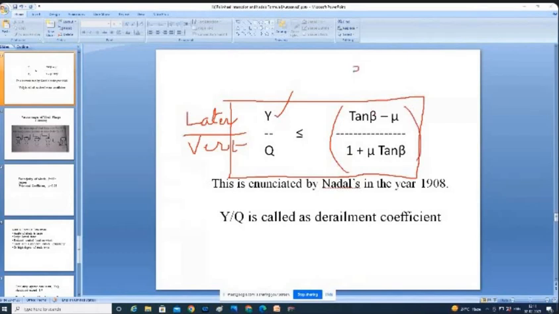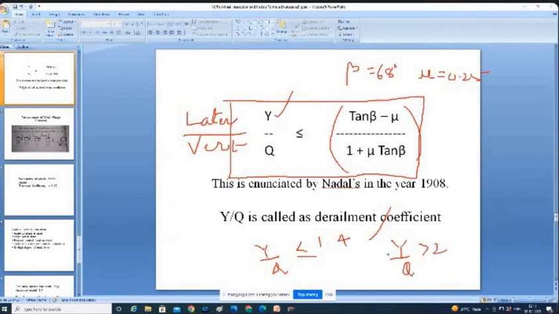If you take tan beta value, say for 68 degrees for locomotive and 70 degrees for this, and mu is equal to 0.25 and all, if you substitute and simplify, the value you will arrive at for Y by Q is 1.4. Like this. If it is less than 1.4, then it is safe for no derailment. If it is more than 1.4, it may likely be unsafe.